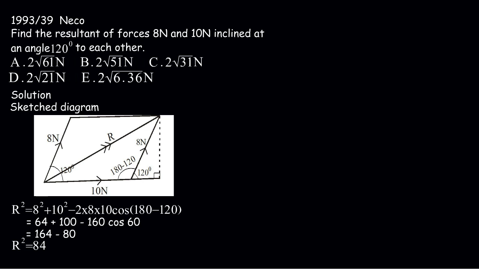So therefore R squared will be equal to 164 minus 80, which is equal to 84, and R will be equal to the square root of 84, which you can simplify to be equal to the square root of 4 times 21, which is equal to 2 root 21. Remembering our unit Newton, so our final answer is 2 root 21 Newton.